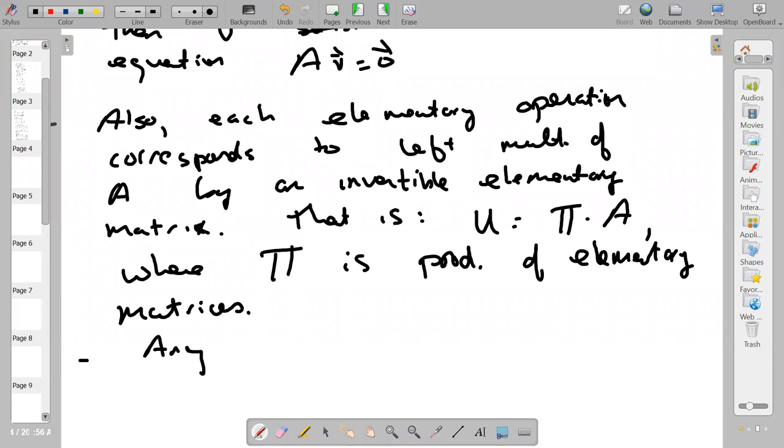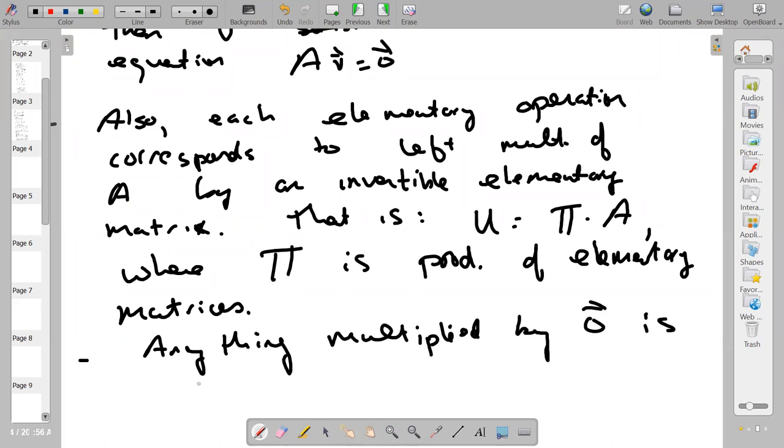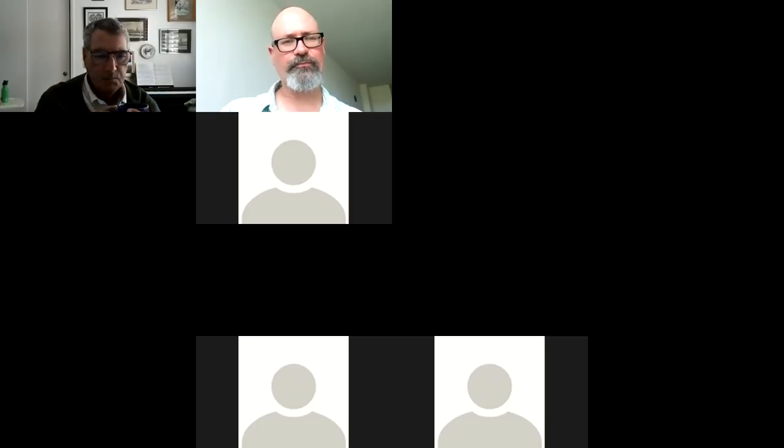Finally, anything multiplied by a zero vector is the zero vector. You have to check dimension issues, but that's not going to be an issue here because the elementary matrices are square. So when we're talking about the null space of A being the same as the null space of U, we need to be able to show that any element V which is in the null space of A is also in the null space of U. But to show that something is in the null space of U, we have to show that UV is equal to zero.